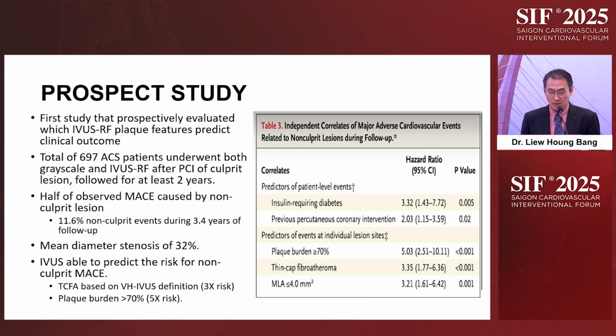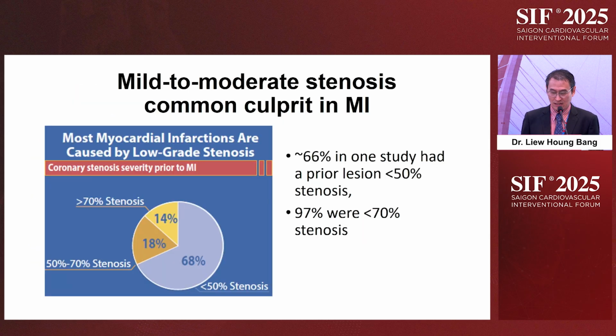And what are the lesions that we're looking at? The predictors, of course, at the patient level are high-risk patients like diabetics. Having a history of PCI means that they have more risk. Lesions with plaque burden of more than 70%, thin cap fibroatheroma, or TCFA, and a minimum lumen area of less than 4 millimeters squared are the high-risk lesions. But this is just the tip of the iceberg.